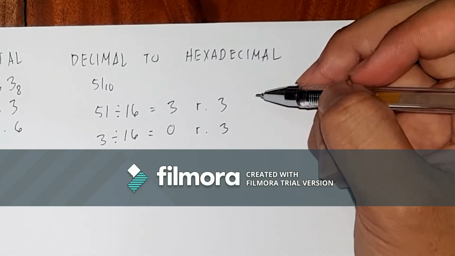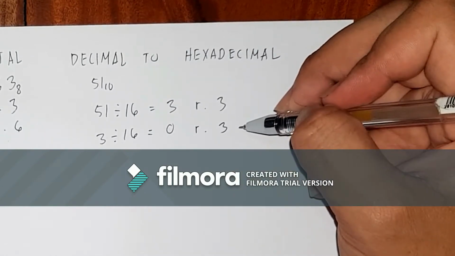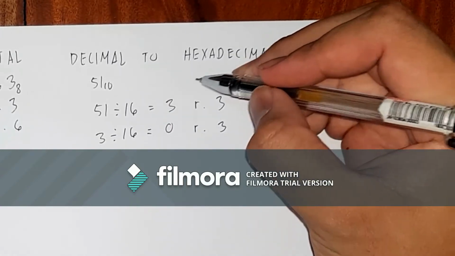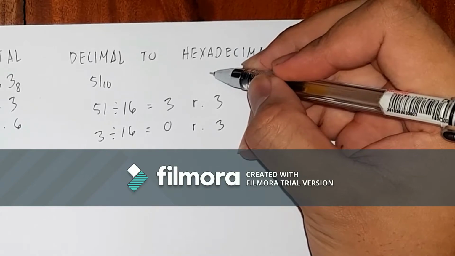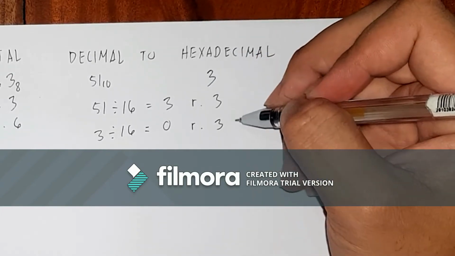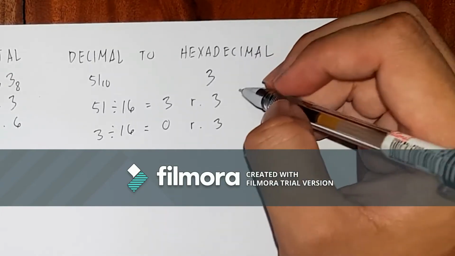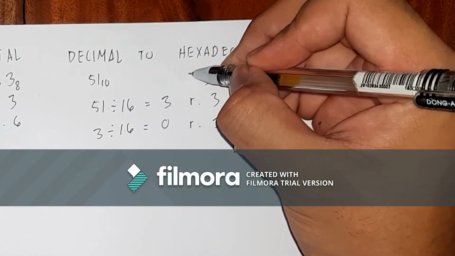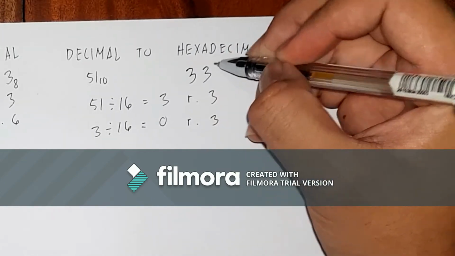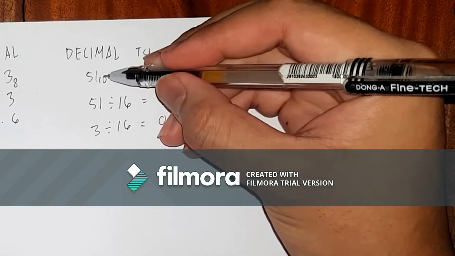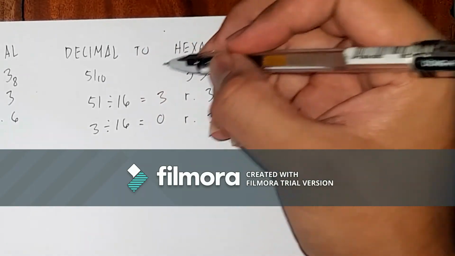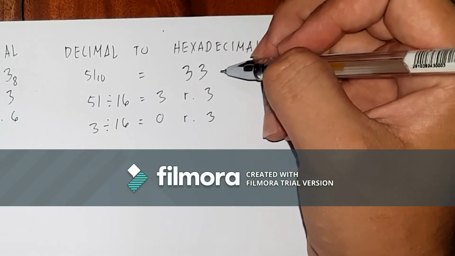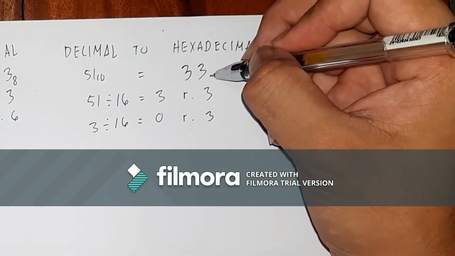Then write the remainders from top to bottom, starting from right to left. So our first remainder is 3. Then our last remainder is 3 also. So decimal number 51 is equal to hexadecimal 33.